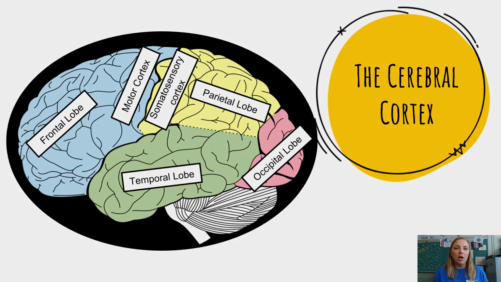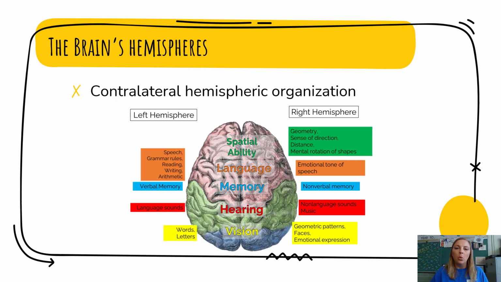So let's talk a little bit more about the brain's hemispheres. We talked about how the brain has two hemispheres that are connected by the corpus callosum, and the corpus callosum allows the two hemispheres to communicate with each other. Now, our hemispheres have what is called contralateral hemispheric organization. This is a really fancy way of saying that our left hemisphere controls the right side of our body, and our right hemisphere controls the left side of our body. So everything is crisscrossed.